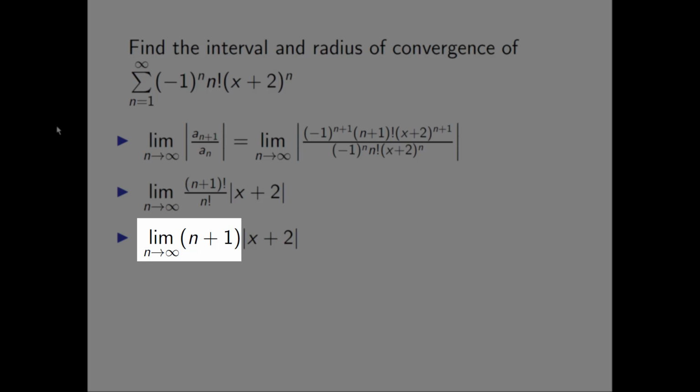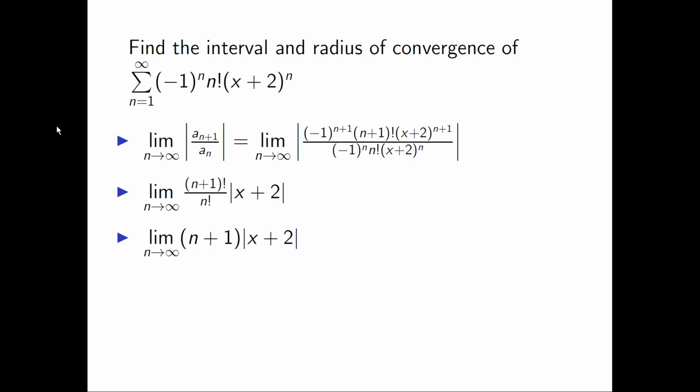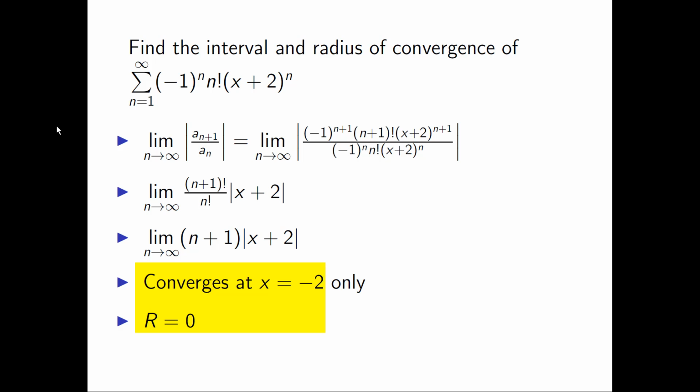Well, it should be clear that this limit on the outside of the x plus 2 here is actually just going to infinity. Okay, which is greater than 1. So it's tempting to say never. However, if we plug in x equals negative 2, we do get that it is 0 here, therefore it converges. But that's the only point at which it converges. Remember, that was one of our possibilities, that it only converges at one point. And so we can say that it converges at x equals negative 2 only. You can say the radius is 0. Okay, so that is the interval and radius of convergence of that series.